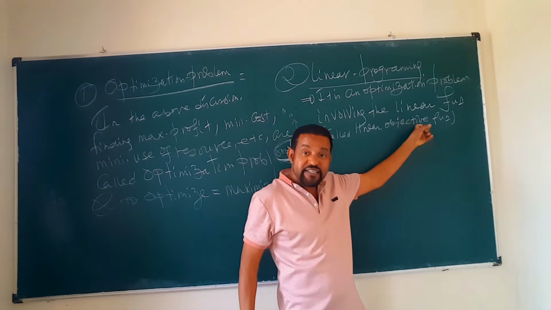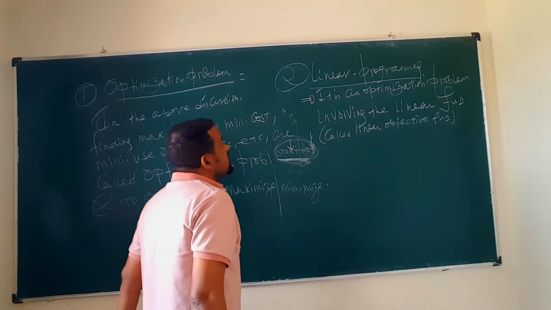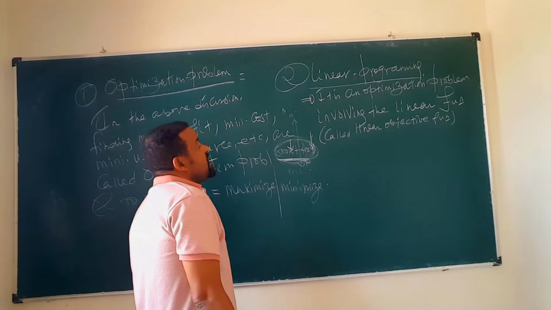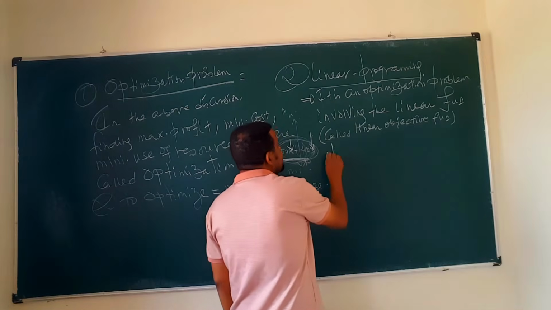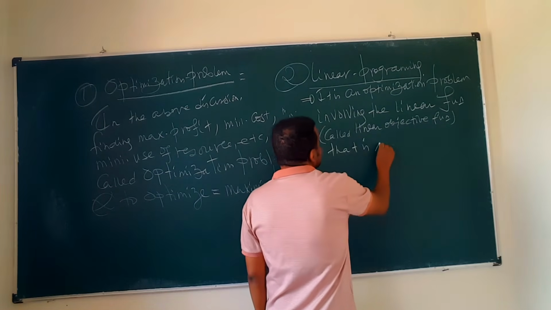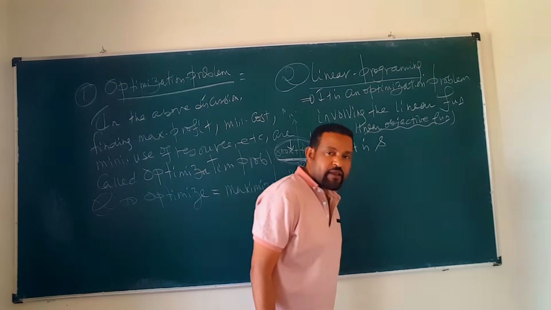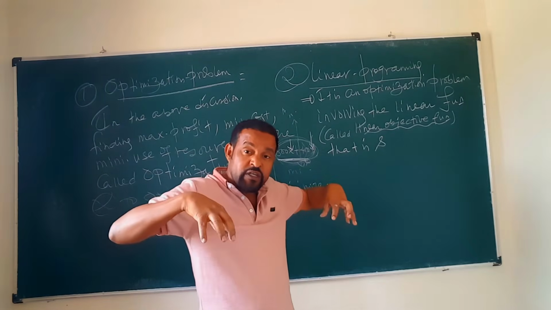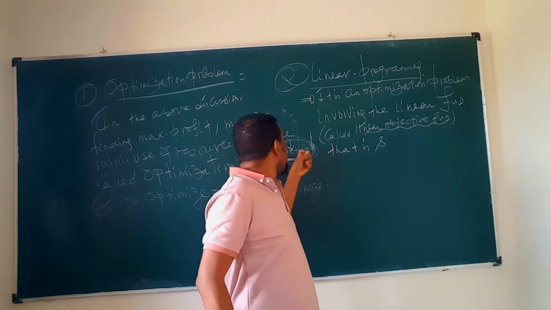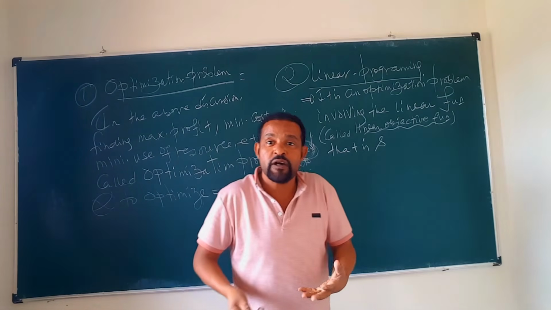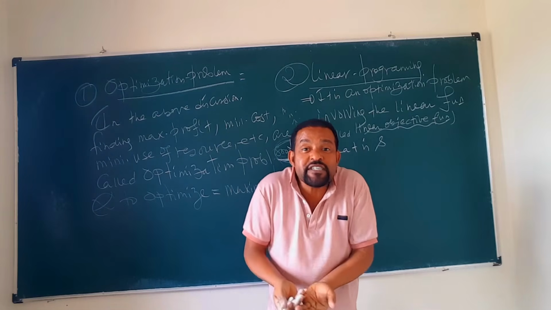The linear objective function. So it is an optimization problem involving the linear function called the linear objective function. That is subject to... what did I say? The linear objective function. This linear function is subject to what did we have earlier? In the earlier question, this 800x plus 400y is subject to what? It is restricted or limited by what?